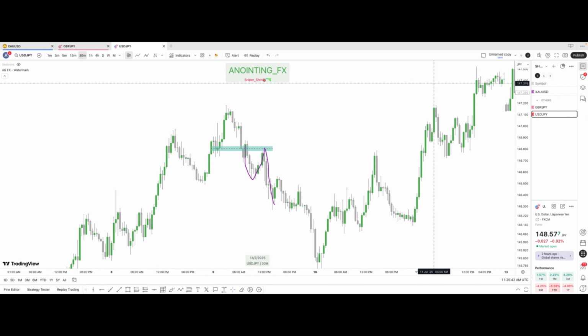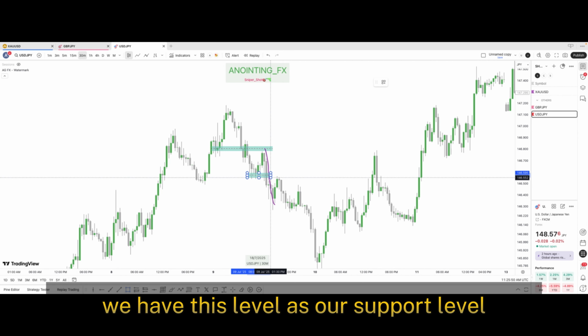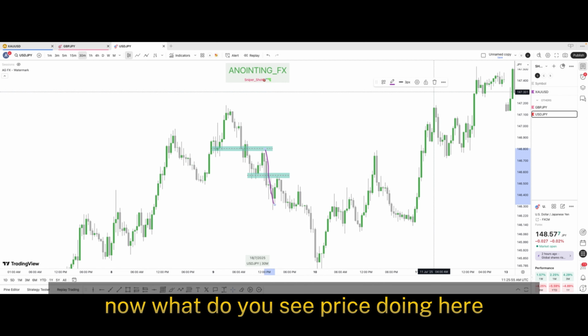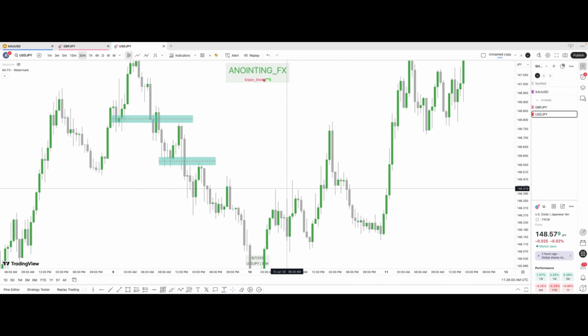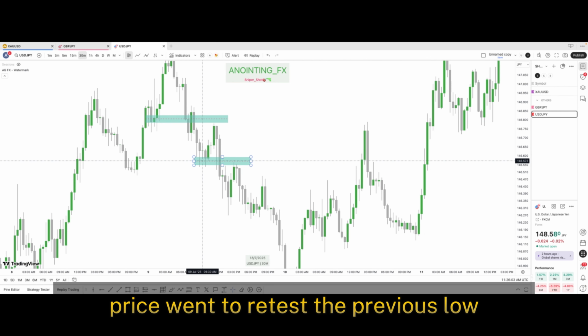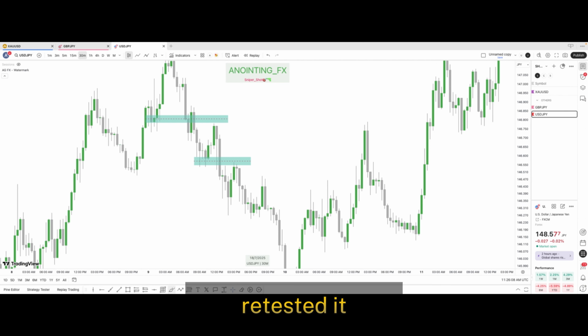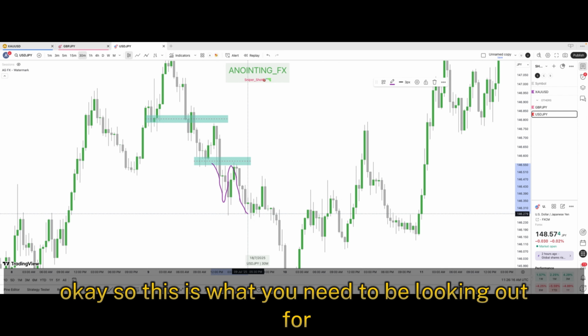We have this level as our support level, which has been broken. Now what do you see price doing here? You see, when price got to that same level, price went to retest the previous low, which is our previous support level, retested it, and then it sold from that point. Okay, so this is what you need to be looking out for.